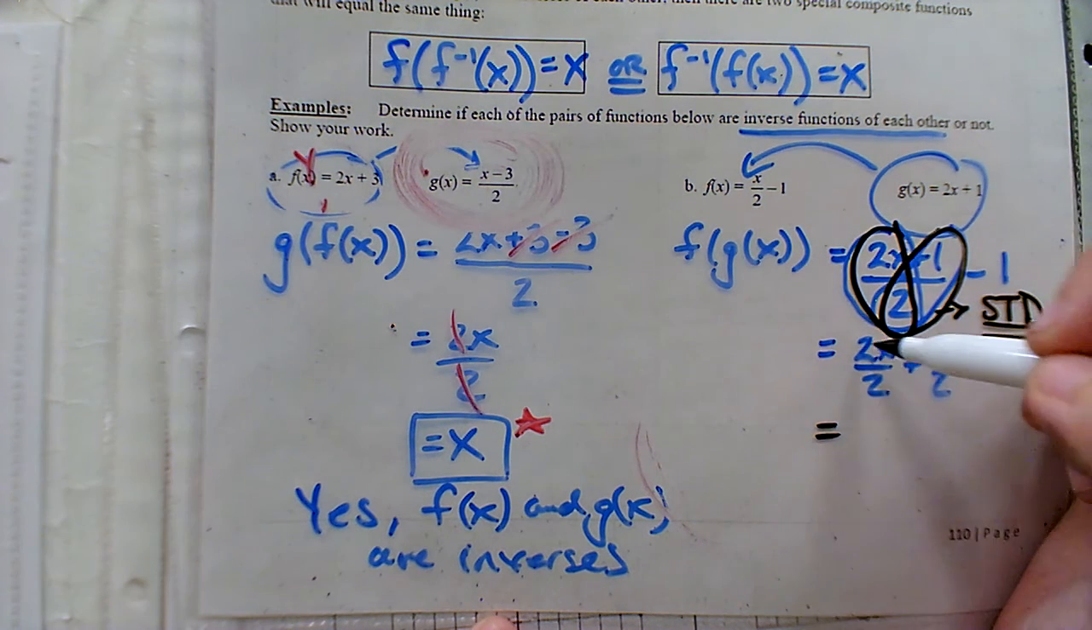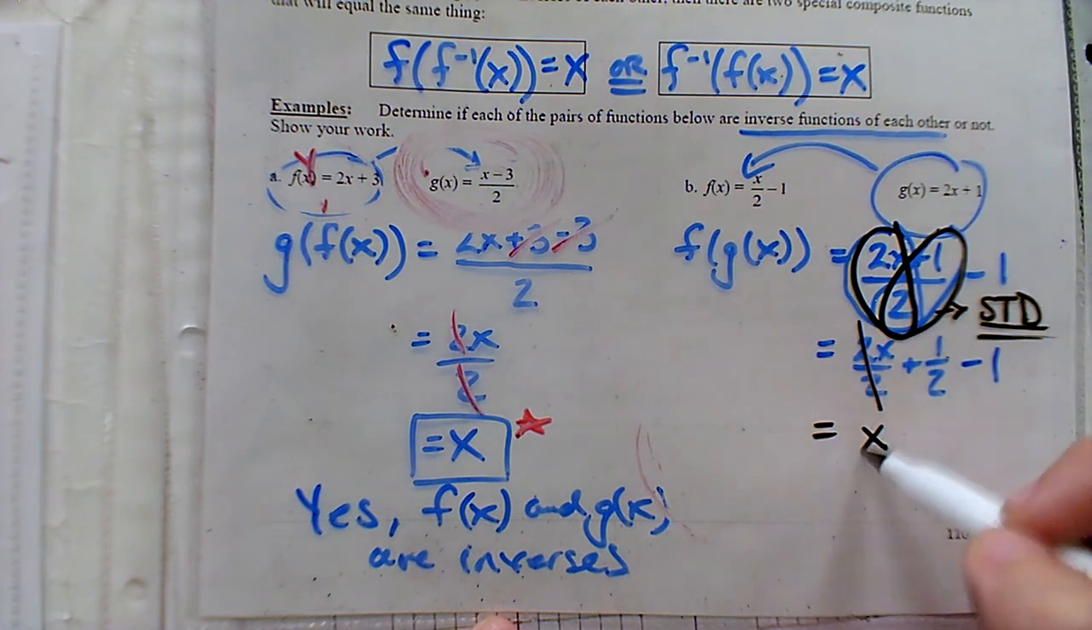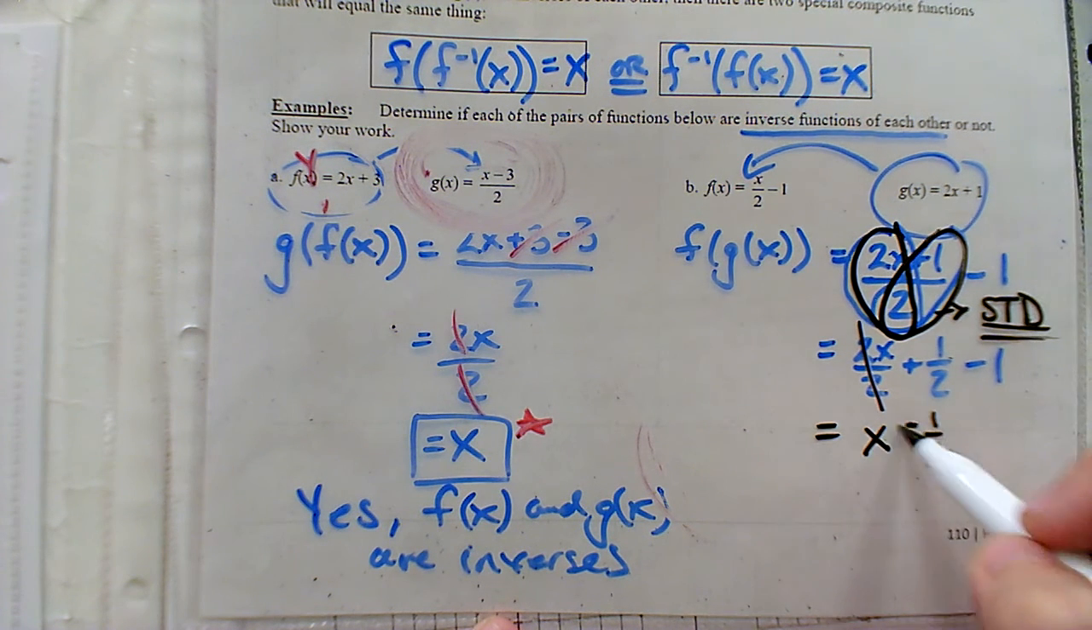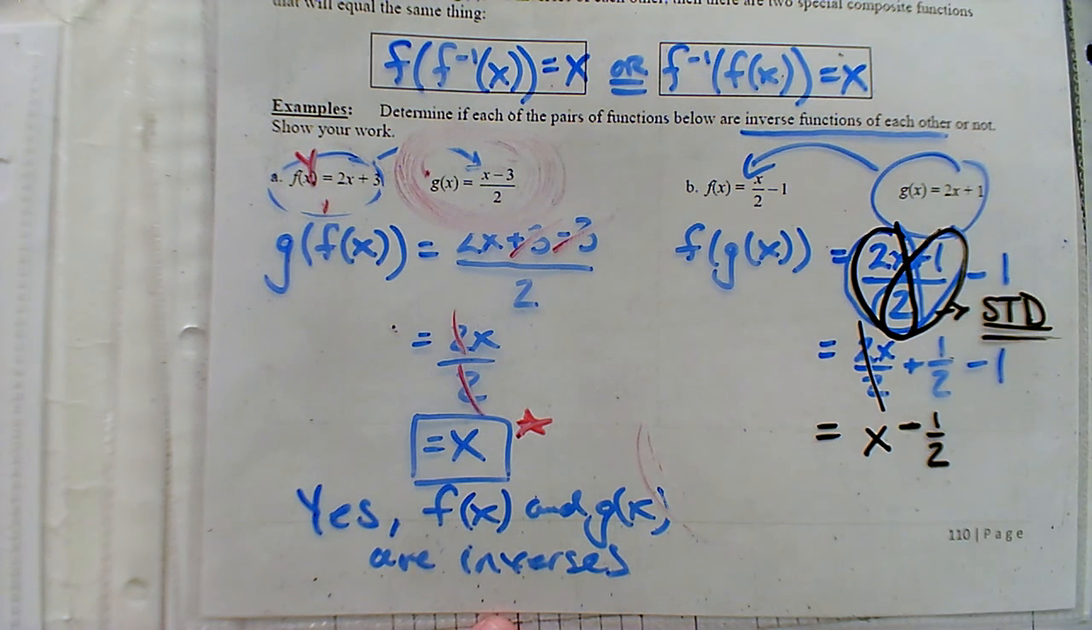2x divided by 2, that's just going to be x. The numbers, though, we have 1/2 minus 1, so that would be a negative 1/2. Do we have any other inverse operations that can undo each other?